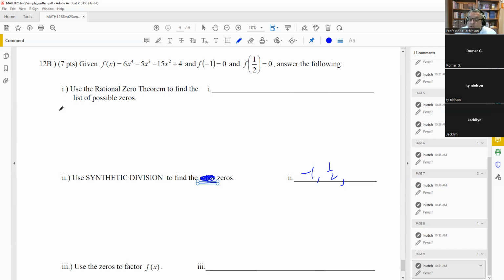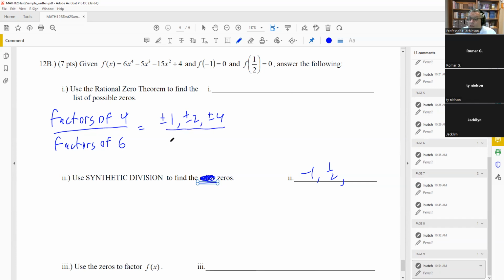So the first thing we're going to do is the formula, which is always factors of the last number over factors of the first number. So I'm going to do factors of 4 over factors of 6. Factors of 4 will be all the numbers that divide evenly into 4: plus or minus 1, plus or minus 2, plus or minus 4. In the bottom, plus or minus 1, plus or minus 2, plus or minus 3, and plus or minus 6. So we actually have 4 factors down below there.